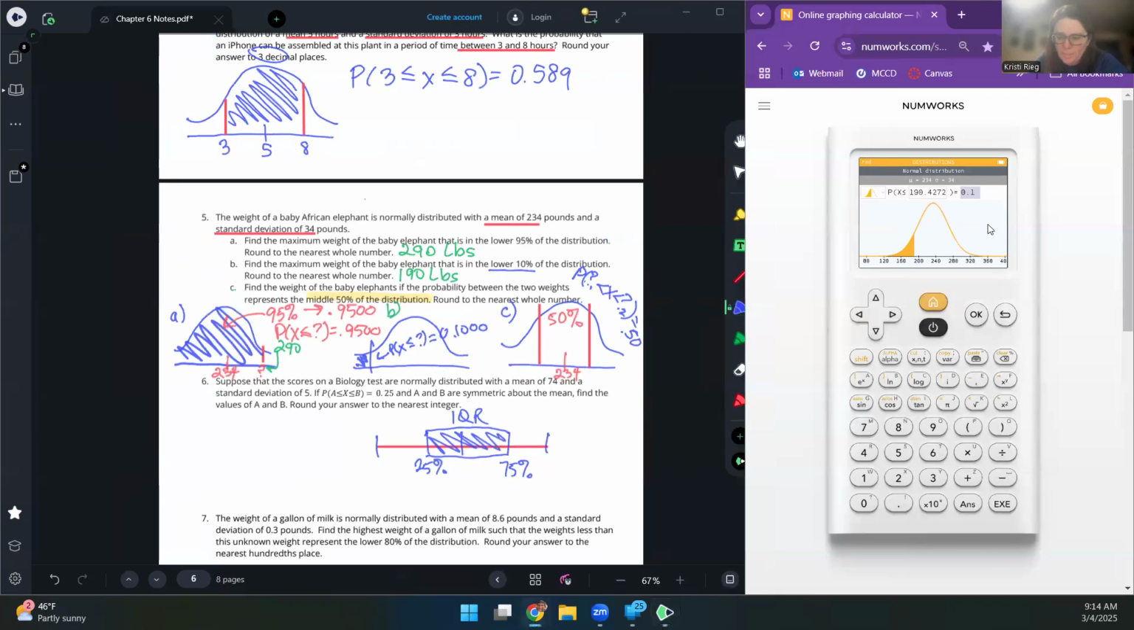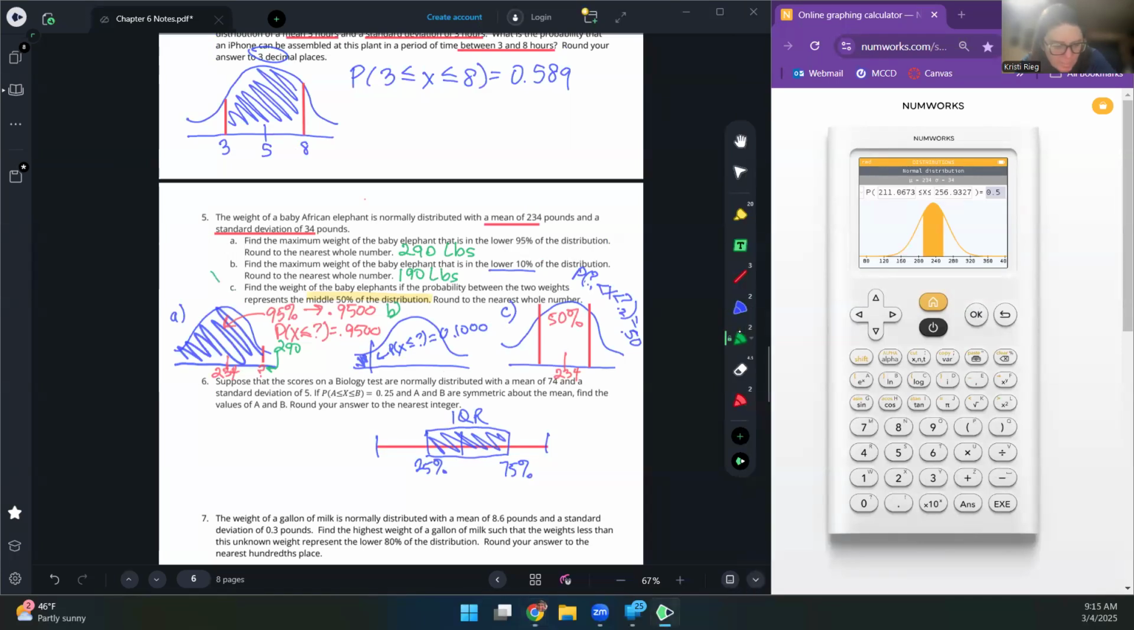Okay, so I go to the calculator and I have same mean, same standard deviation. I want in between, but I need that in between these two numbers to equal 50% or 0.5. Enter, voila, I have my weights. Nearest whole number.